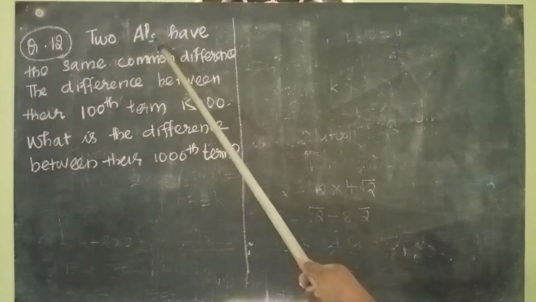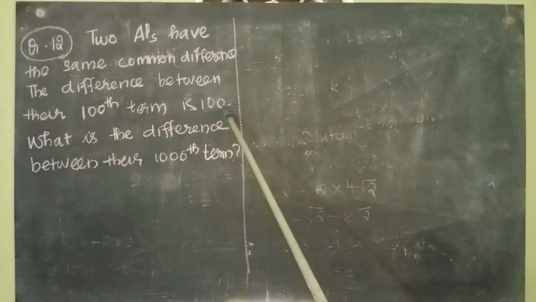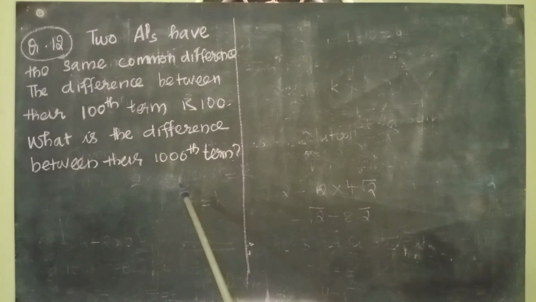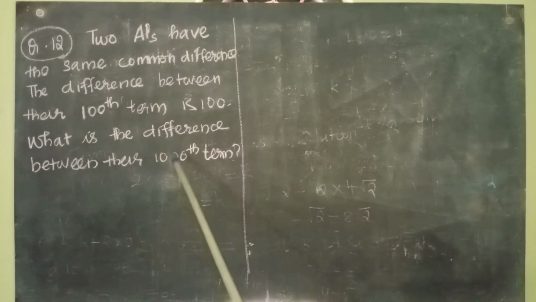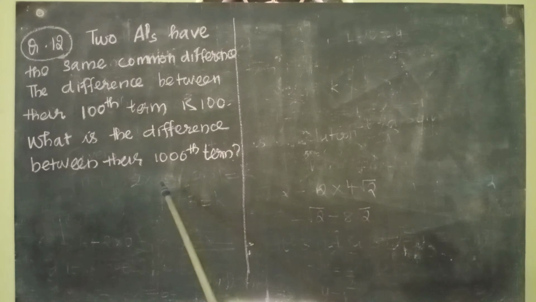Two APs. Their difference between their 100th term is 100. Then what is the difference between their 1000th term? Definitely the answer that will be in your mind is 1000. That answer is wrong. I will explain this question with the help of one simple example.